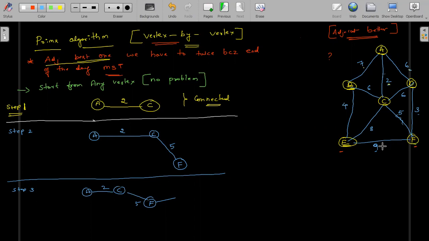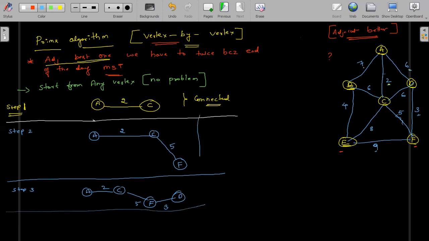9 is also adjacent. Again, 3 is also adjacent. So 9 is adjacent for E, and 3 is adjacent for D. Which is the best one? I am going to take 3. So that's why F to D. That value is 3. Okay, done. Everybody done? Any problem? All right.